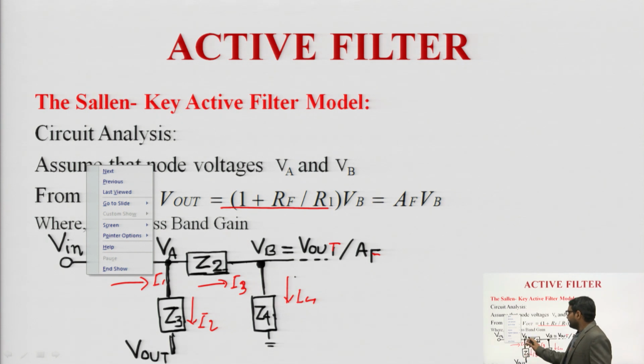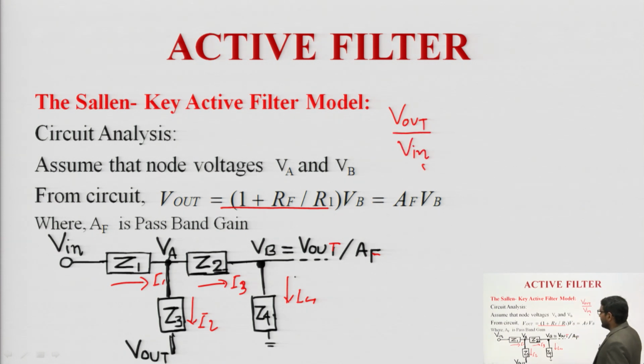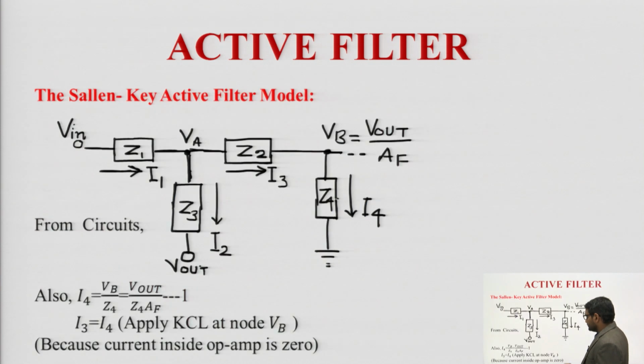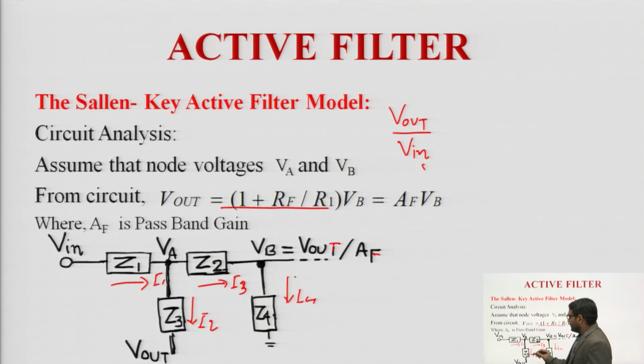So, our motive is to find the transfer function for this filter model. We find the ratio of output to input, V out by V in. Here we take the capital V in. We try to find the ratio of V out by V in.